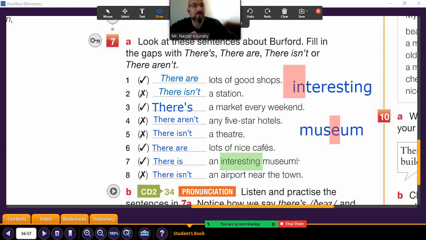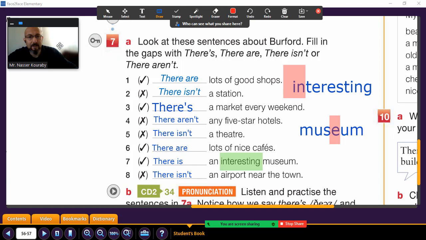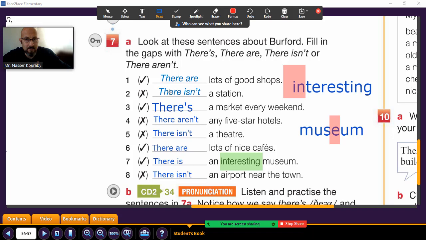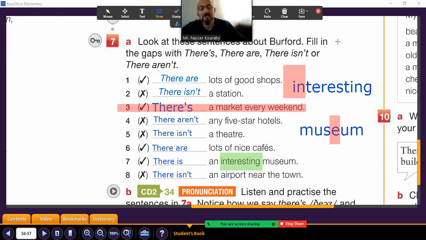Okay. Now, there are and there is. How do we say it? We talk about positive now. So we don't say, for example, here now number 3, there is a market. We say there's a market. There's a market. In the street people don't say there is. Practice. Say, for example, there is a market. There is a market. So when you make it fast, okay, naturally it comes like this.